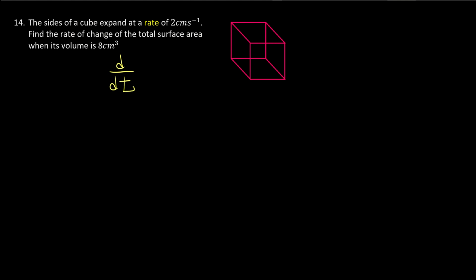But since we don't know what the side of this cube is, we're going to use x to represent the side of a cube. A cube has the same length, same width, and same height. Of course, you can use A, B, C, or L to represent it, but I prefer to use x. Since they say the length is changing, we have dx over dt, which is a positive 2 cm per second. If they say the length is decreasing, you're going to use negative.